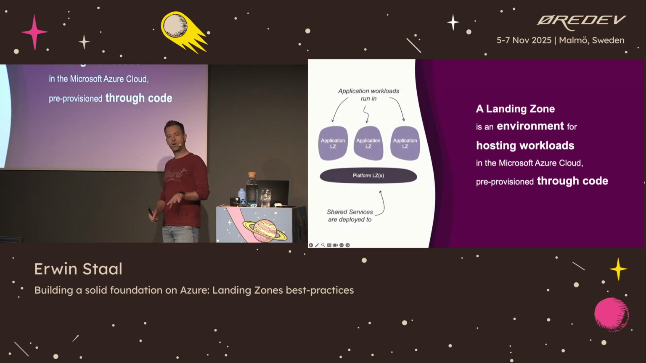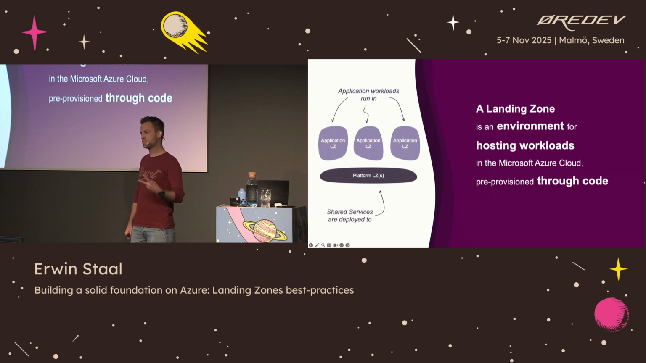So when we talk about landing zones and when you read the documentation by Microsoft, you quickly find that they make a distinction between two types of landing zones. First of all, we have the application landing zones. That is where you will run your applications. That is where teams will build their new stuff and host it in the Azure cloud.